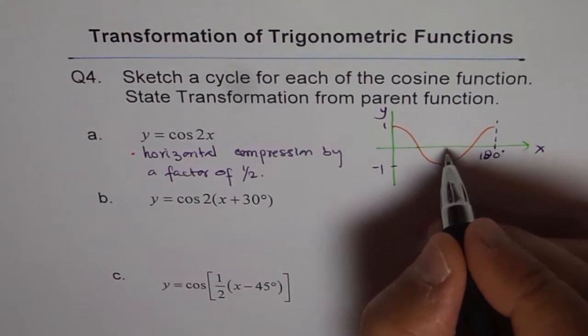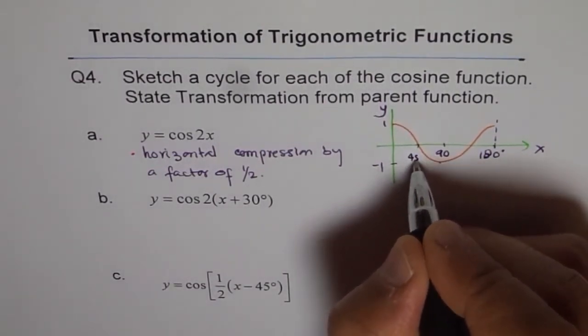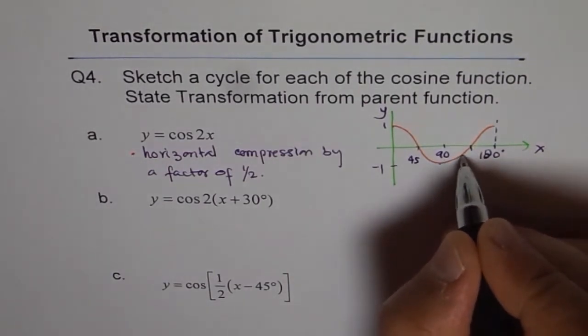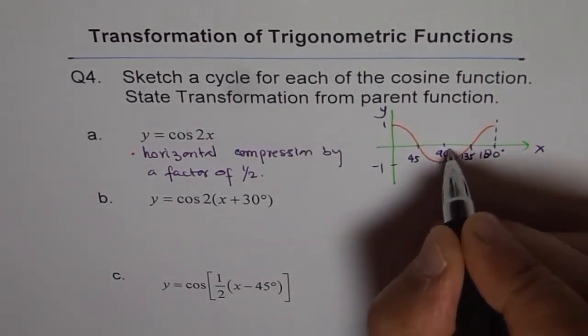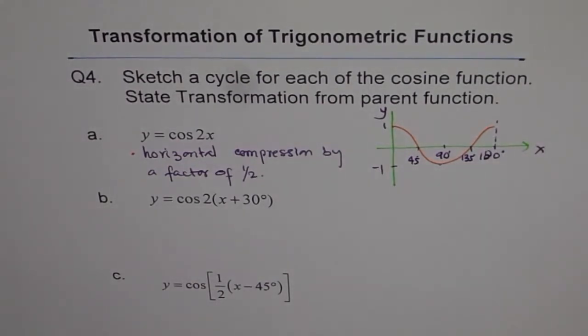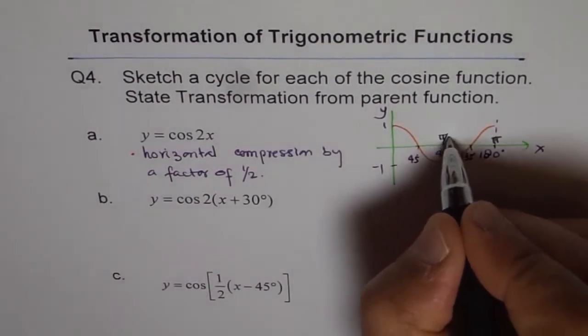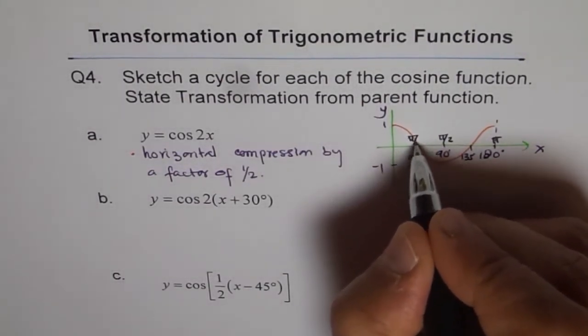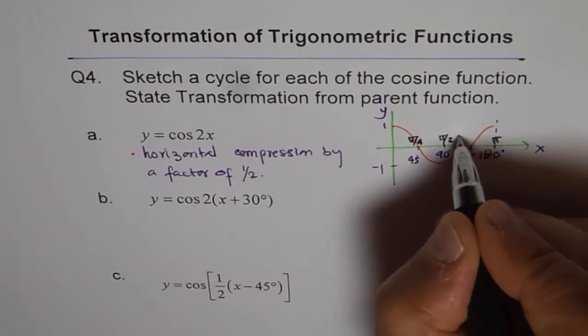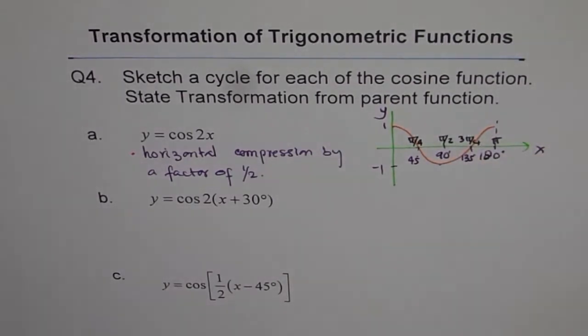This is 180. Now these points, this is 90, and that is 45 for you, and that is 90 plus 45, which is 135 degrees, correct? As far as radians are concerned, those of you working in radians will write pi for 180, pi by 2 here, and pi by 4, 2 pi by 4, 3 pi by 4 along the x-axis. So that becomes your sketch for cos of 2x.